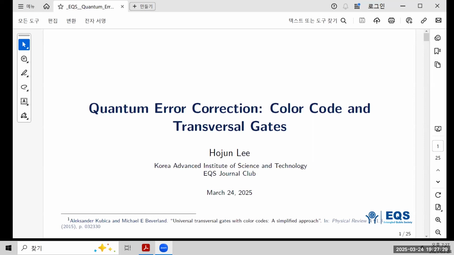Hojun has recently completed his master's degree in the Quantum Information Theory Lab in the School of Electrical Engineering at KAIST, which was led by Professor Junwoo Bae. Also, he was the former president of EQS.